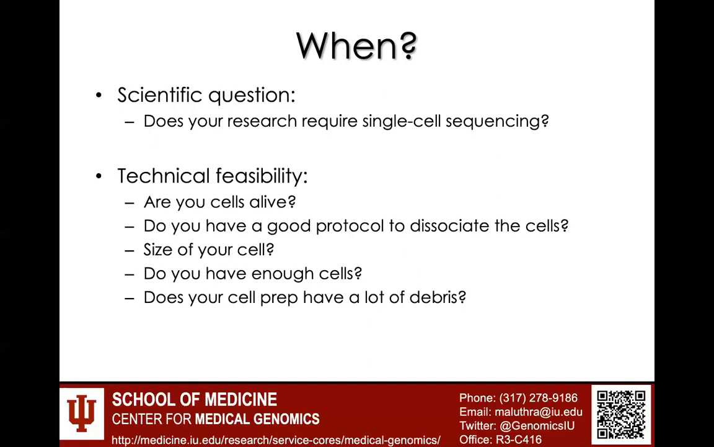And the second question is, do you have a good protocol to dissociate the cells? What is the size of your cells? Do you have enough cells? Sometimes we do need thousands or 10,000 cells. And does your cell prep have a lot of debris? If it does, you may need to think of a way to clean your cells, and that can potentially increase the loss of cells and the stress you impose on the cells.